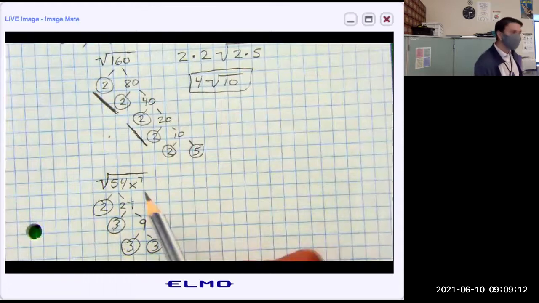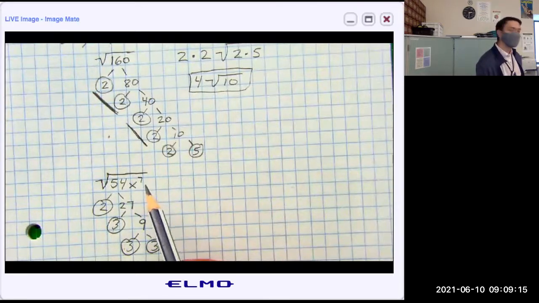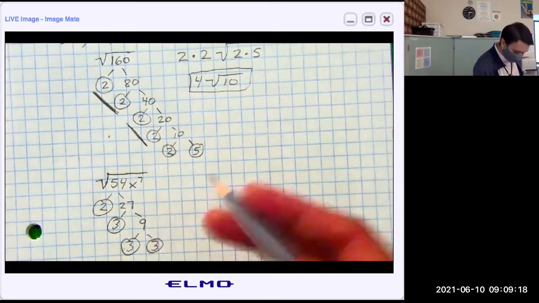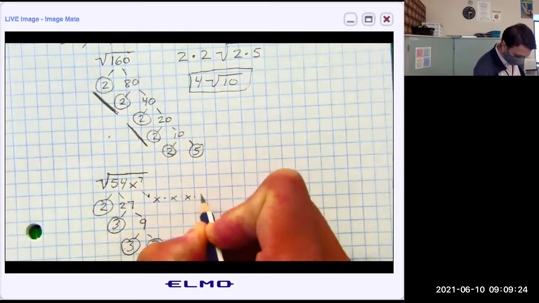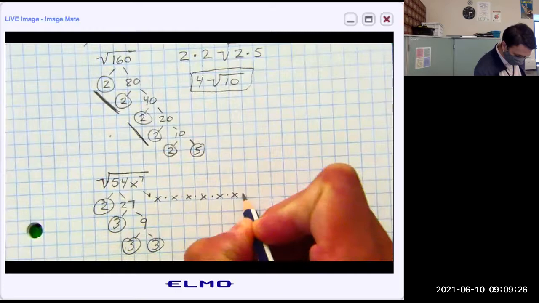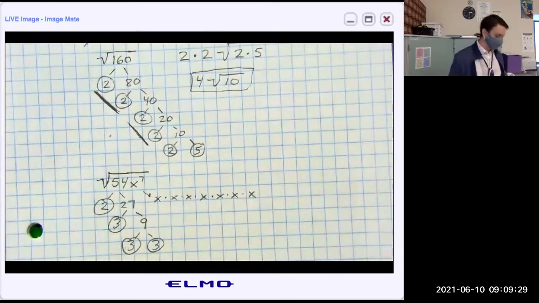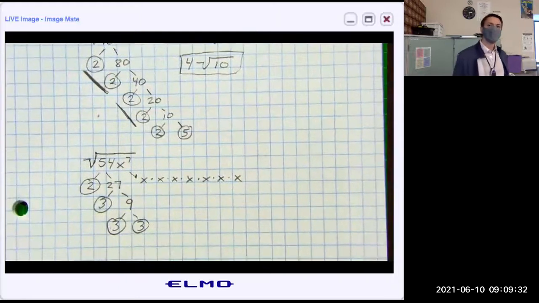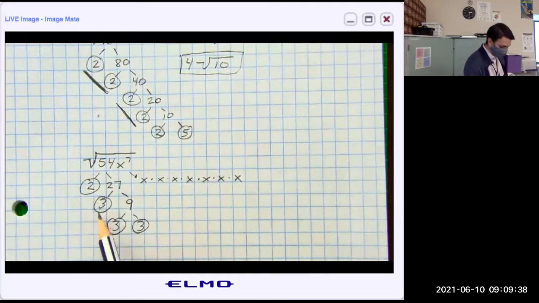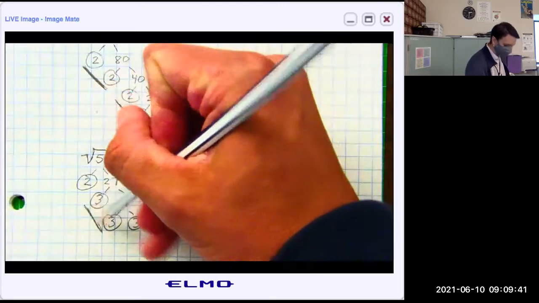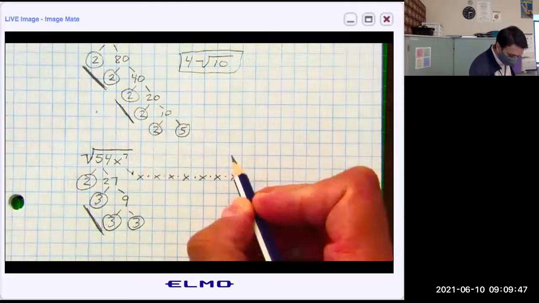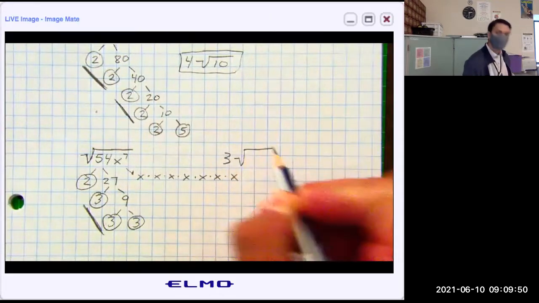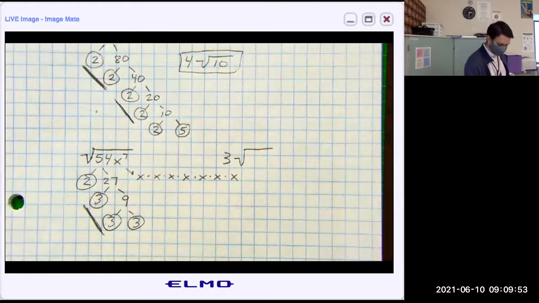You know what you do with the x's? Kind of the same thing, but you're going to break them all apart. The x to the power of 7, that's x times x, there's 7 of them. There's 4, 5, 6, 7. Now, the way we simplify is the same as before. You look through the prime factors and you find any pairs. I see one pair of 3's. That's it. So what that tells me is there's going to be a 3 on the outside of my radical. And on the inside is everything that was left over, a 2 and a 3.